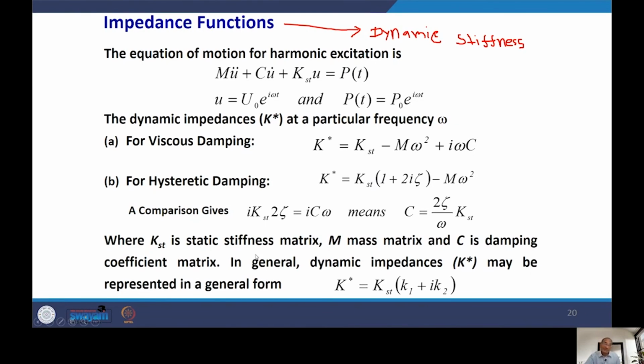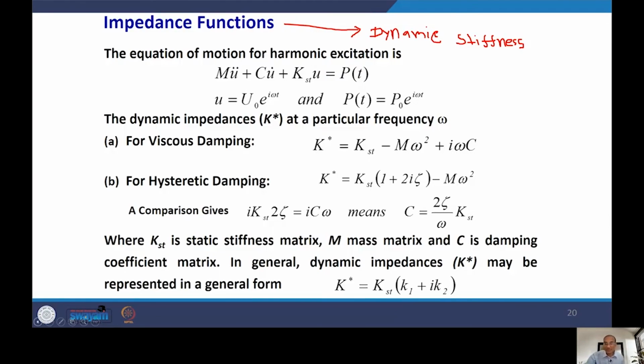Now coming to this dynamic stiffness or complex impedance function, this dynamic impedance may be represented in a general form in two parts: K star equal to k_st multiplied by (k1 plus i k2), where k_st is the static stiffness, k1 is the real part of the stiffness, and k2 is the imaginary part. If I compare with the above equation, k1 is nothing but k_st minus m ω², while the value of k2 could be either ω c or twice ζ k_st.